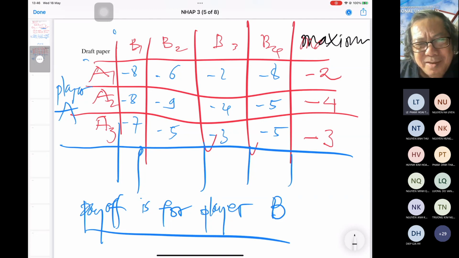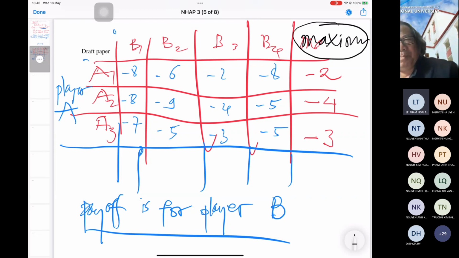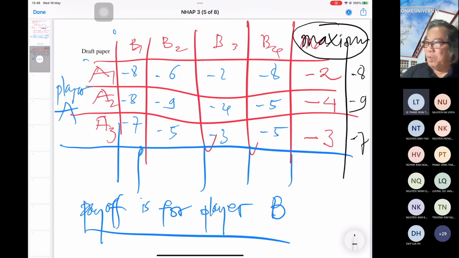Is that okay? I see many of you find out the minimum. The minimum here is -8, here is -9, and here is -7. Is that okay? You find out the maximum here. So that means the worst of A. And about the worst, you find out the best. The best among the worst here is what?